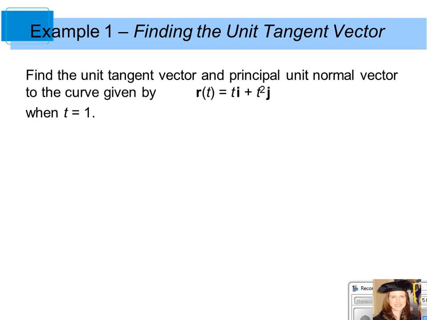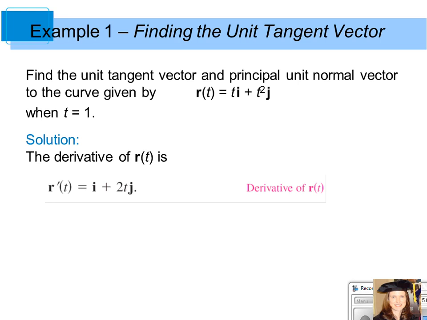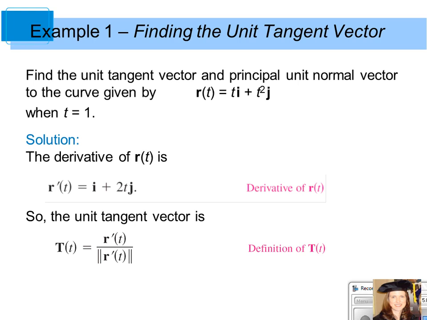To find the unit tangent vector, we're going to take the r prime of t and divide it by its magnitude. So the derivative of r of t: the derivative of t is 1, and the derivative of t squared is 2t. That's our r prime of t vector. The unit tangent vector is the r prime of t divided by its magnitude. So the r prime of t is your vector i plus 2t j.